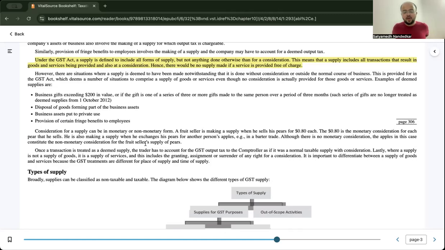Consideration can be in monetary or non-monetary terms; it doesn't have to be only monetary. A fruit seller is making a supply where he sells his pears for $0.8 each. The 0.8 is the monetary consideration for each pear. He's also making a supply when he exchanges his pears for another person's apples. In case of barter also, although there is no monetary consideration, there is a non-monetary consideration which can be converted into monetary terms, and hence there will be GST.